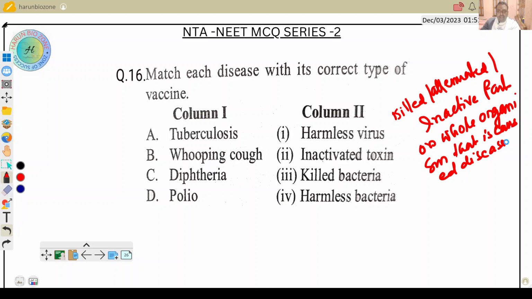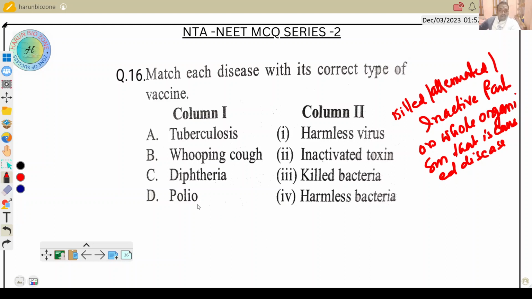Okay. So here, tuberculosis, Mycobacterium tuberculosis, causes TB. In such cases the killed bacteria are used. Whooping cough is a disease; harmless bacteria are used. Diphtheria, Corynebacterium diphtheriae, inactivated toxin. Corynebacterium diphtheriae produces one type of toxin, and this toxin causes this disease. So scientists collect the toxin and it becomes inactivated in the laboratory. Then the inactivated toxin is injected in our body to stimulate our immune system.